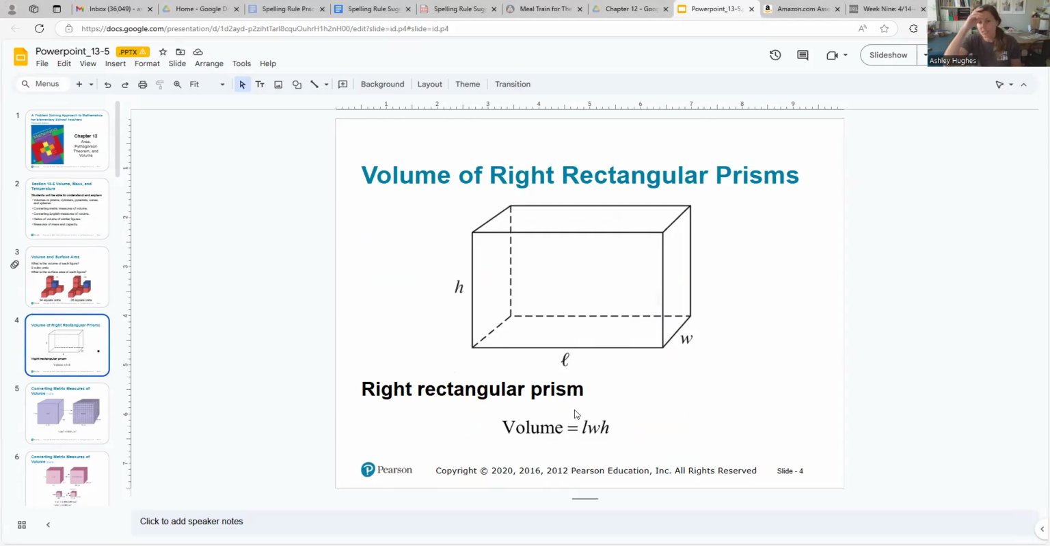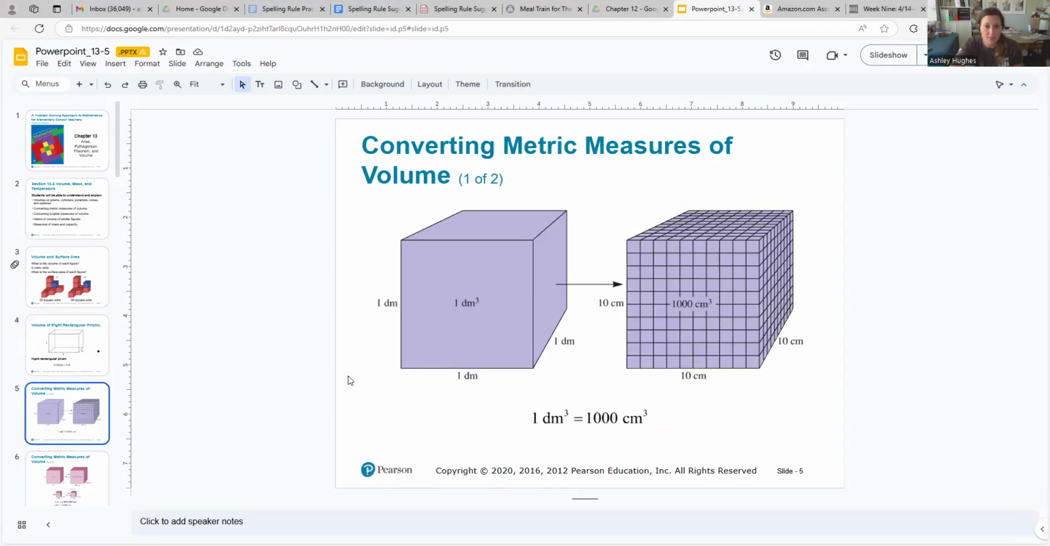Volume of a rectangular prism is length times width times height. Some people say the area of the base times the height. They're the same thing. Here are some conversions.